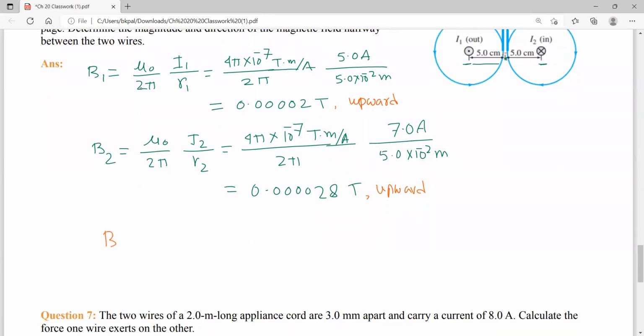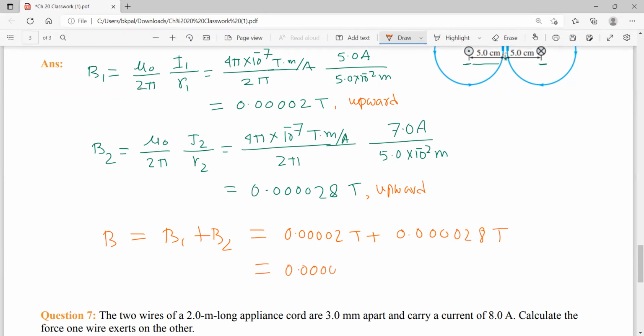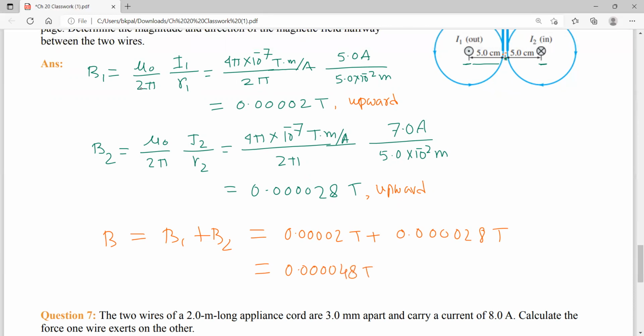So the net field will be just the sum of these two. So it would be 0.00002 Tesla plus 0.0000028 Tesla. So it is 0.000048 Tesla, and the direction is upward.